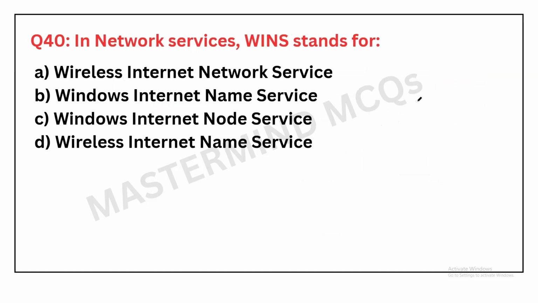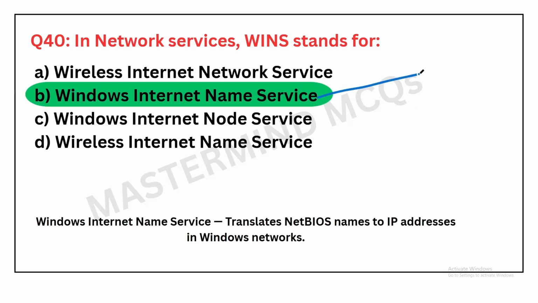In network services, WINS stands for option A, Wireless Internet Network Service. Option B, Windows Internet Name Service. Option C, Windows Internet Node Service. Option D, Wireless Internet Name Service. The right answer is option B, Windows Internet Name Service.